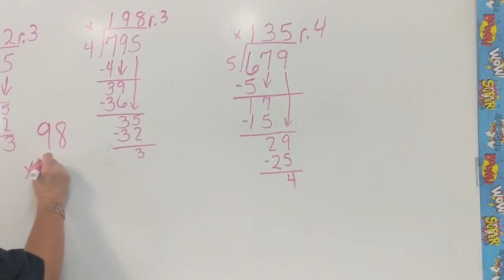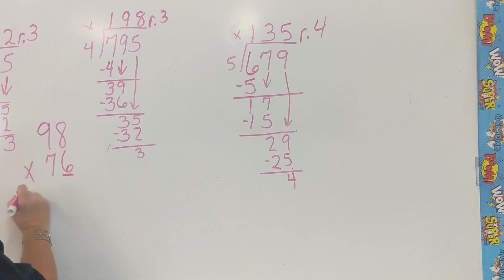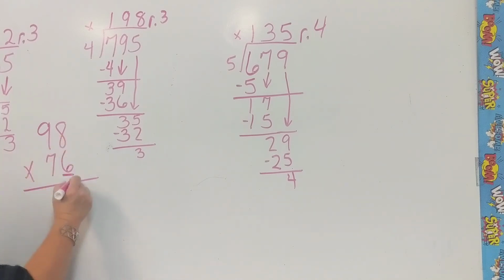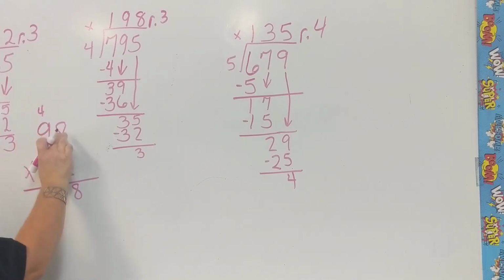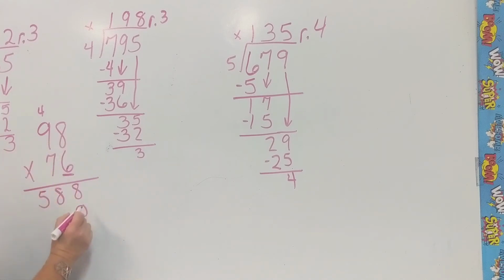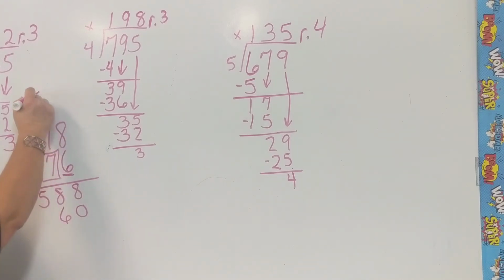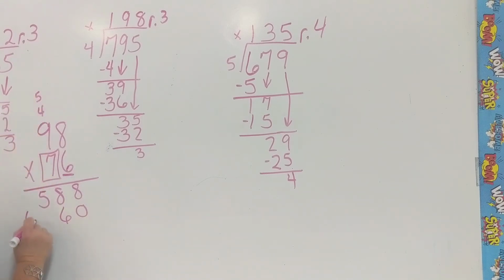98 times 76. So we're going to multiply 98 times the digit in our ones place, the 6. 8 times 6 is 48. Put 8 down, carry the 4. 9 times 6 is 54. Plus 4 is 58. Now we're all done with the ones place, so we put a 0 in the ones place, and we're ready to multiply by the tens place. 8 times 7 is 56. Put 6 down, carry the 5. 9 times 7 is 63. Plus 5 is 68.